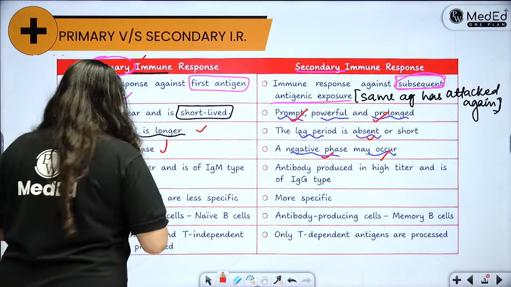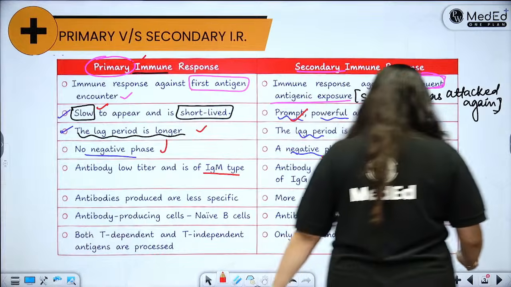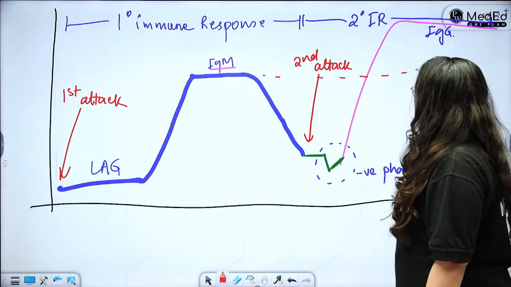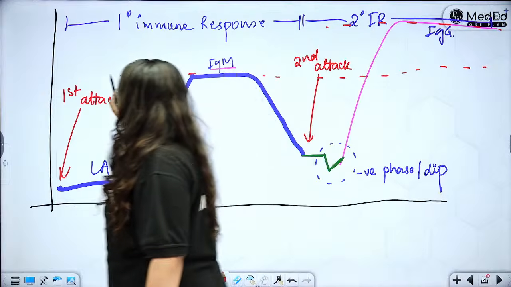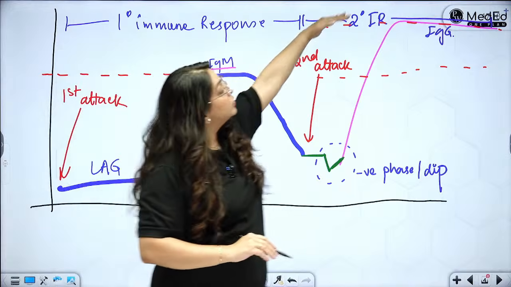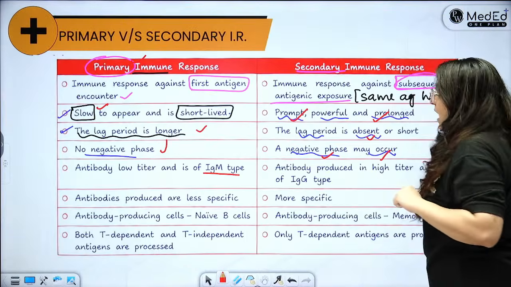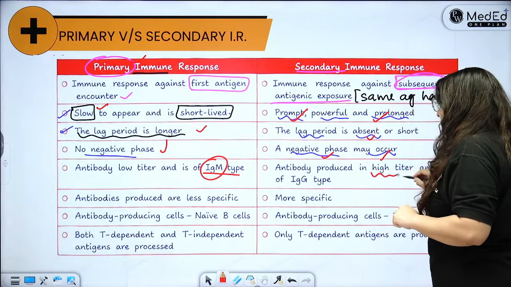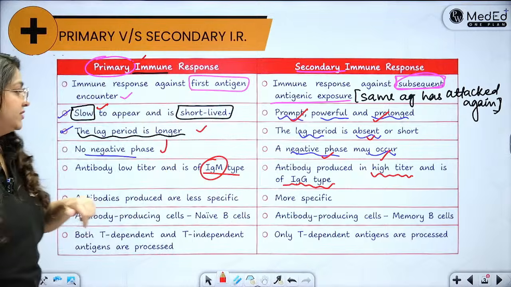Now, antibody low titer and is of IgM type. Yes, if you compare the absolute titer of antibodies, you will realize that this graph is much lower as compared to this graph. Yes, so the total antibody levels, titer means total antibody levels, is far less in the primary immune response as compared to the secondary immune response, right? So the antibody titer is low and usually of the IgM type, because IgM is the first antibody to rise, and here antibody produced is in high titer and is of the IgG type. As you can see, it was heightened and it was IgG type.